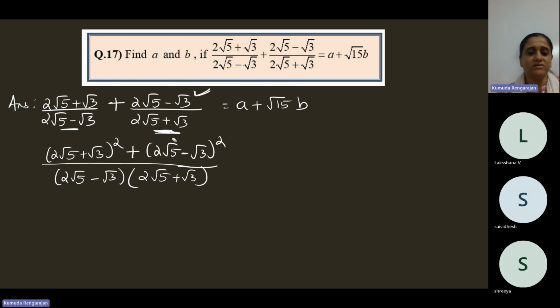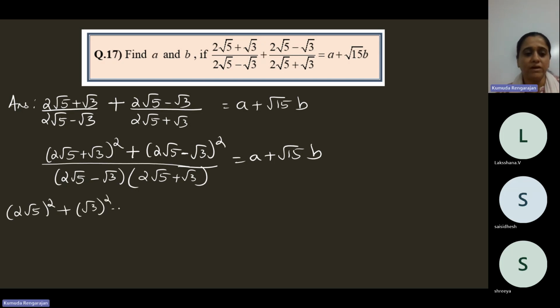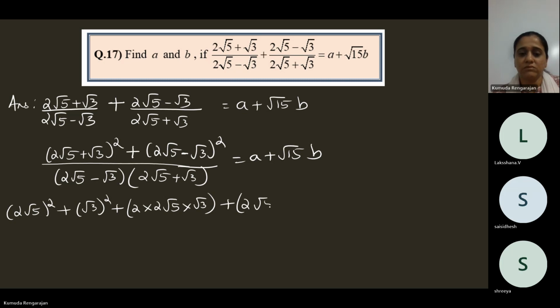And the right hand side, just write it as it is, equal to a plus root 15b. Now next step, you need to expand. What is a plus b the whole square? a square. So 2 root 5 the whole square plus b square, root 3 the whole square, plus 2 into 2 root 5 into root 3. Correct? Next plus, correct. Next.